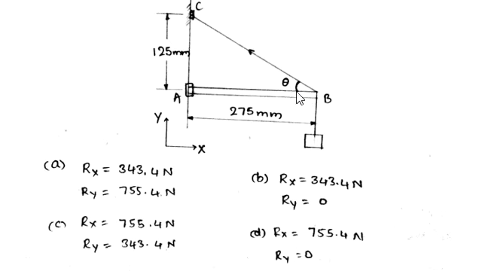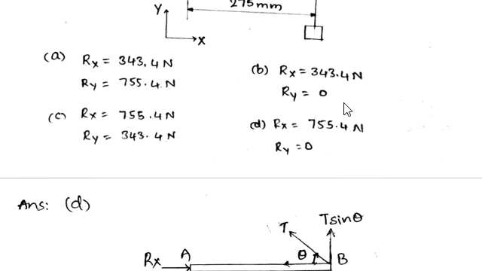So we know this will be the cos component. So if you assume this is T, this is T cos alpha, and this is T sin alpha.